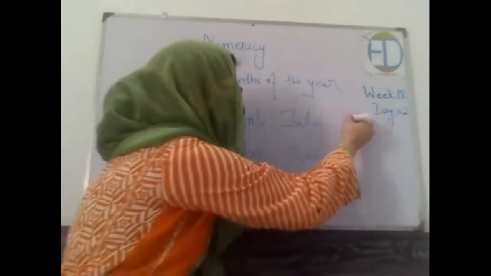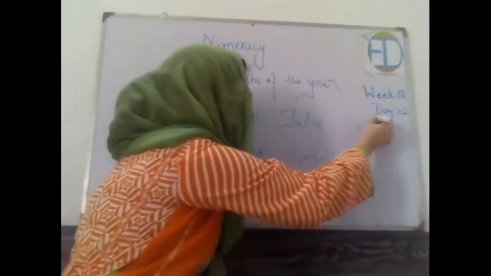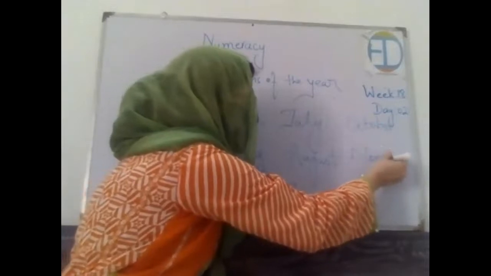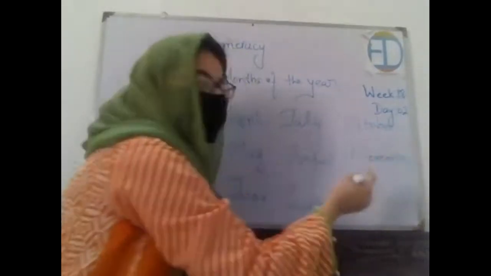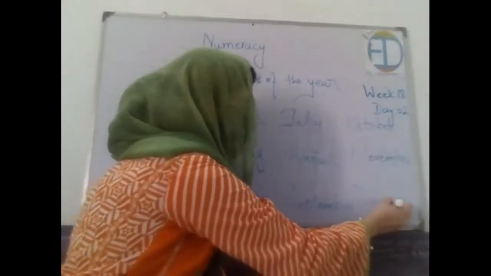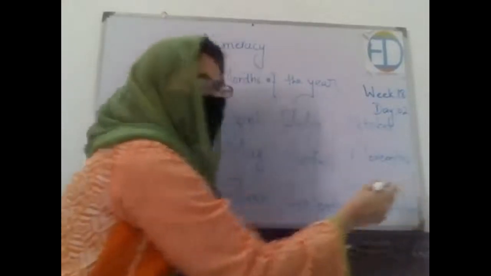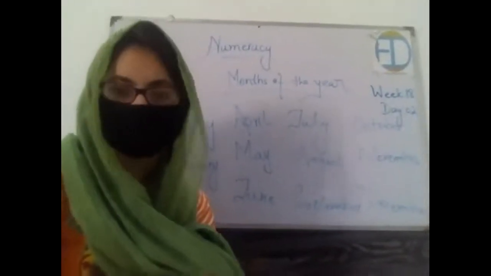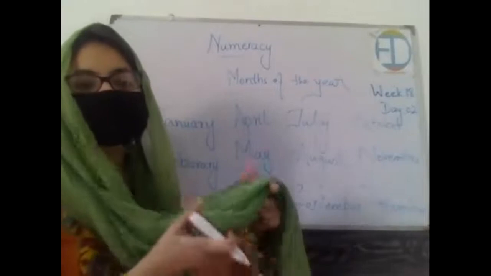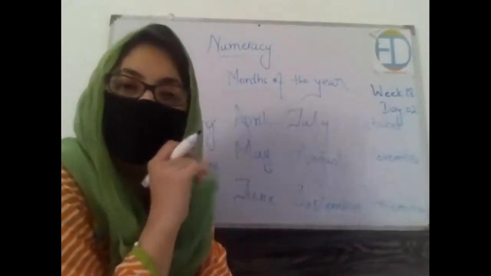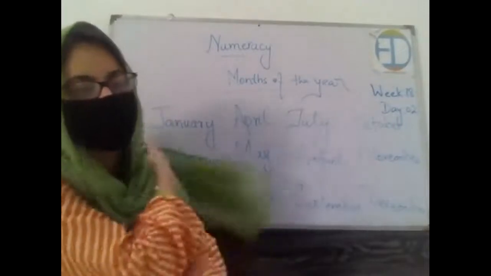After September, we have October, then November, and then finally we have December. Okay, so now we are done with the names of the months, right? Now we will see how many letters we have in every name. Okay, so let's start counting them.